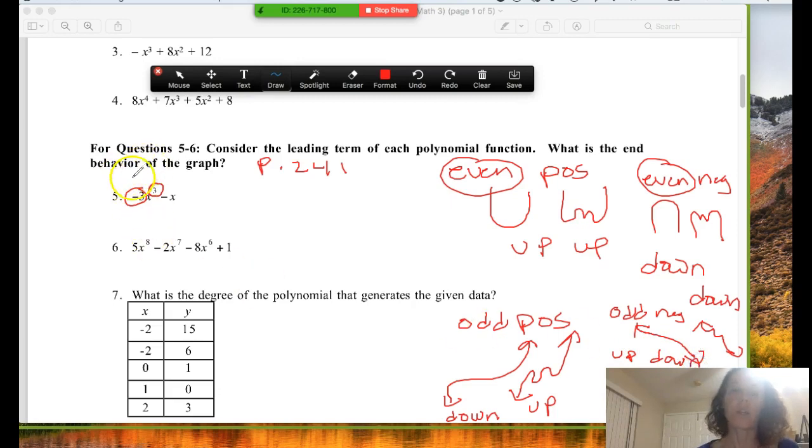All right, so let's look. We have a negative and an odd. So we're odd negative. So we're going to start up and we're going to end down. All right, that's our end behavior. Now here our highest degree is 8. 8 is even, and our constant is positive. So a positive and even is a good situation. It's an up, up. And that's how I remember those.